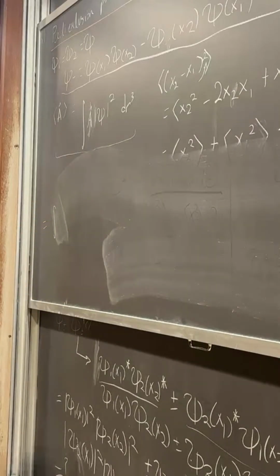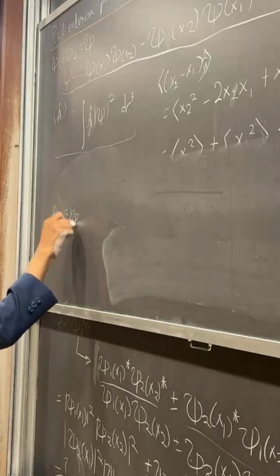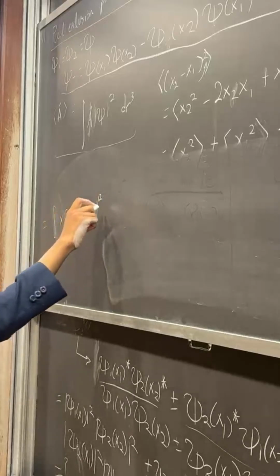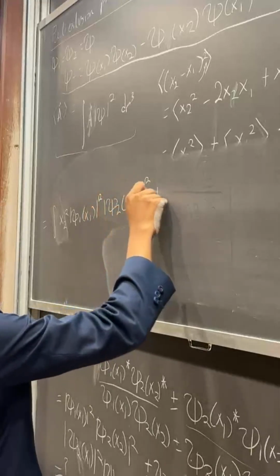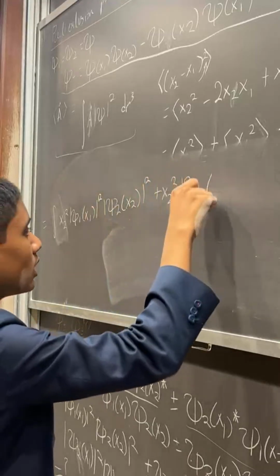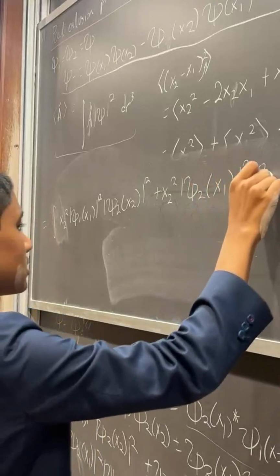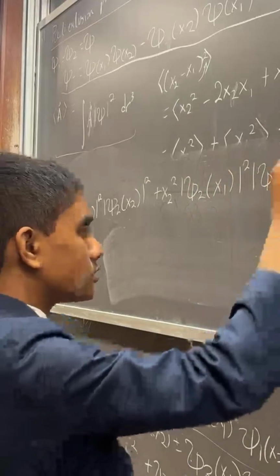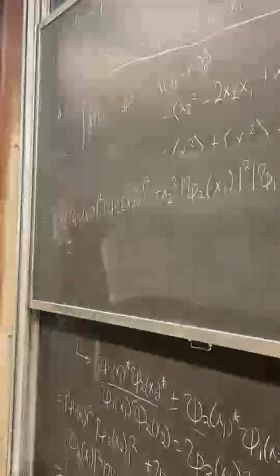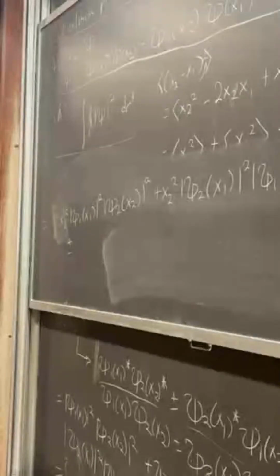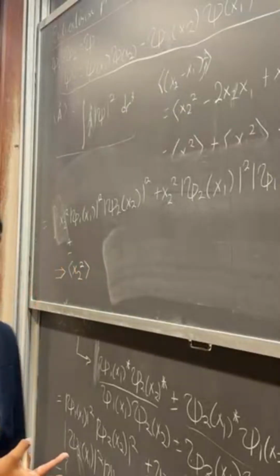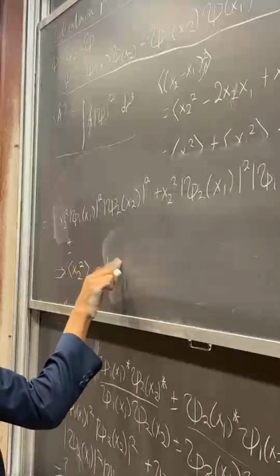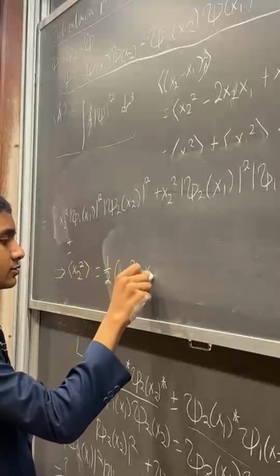The integral of x2 squared psi 1 x1 squared psi 2 x2 squared plus x2 squared psi 2 x1 squared psi 1 x2 squared, then plus minus, these terms are a little bit deadly. Now, it turns out for x2 squared, these terms cancel out, and we are left with half x1 squared plus x2 squared.